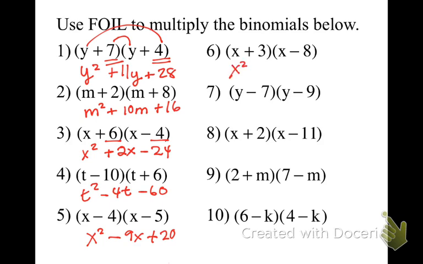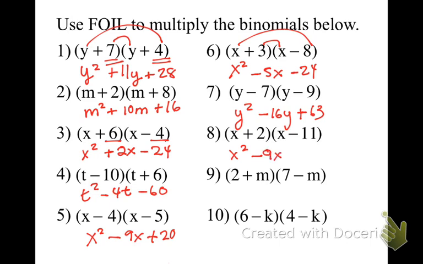Okay, the next one, x squared. And remember, I'm adding 3 minus 8, that is negative 5. It's a middle term, right? So it's got to have that x. And then the last term is negative 24. Next one is y squared minus 16y plus 63. X squared minus 9x plus minus 22.